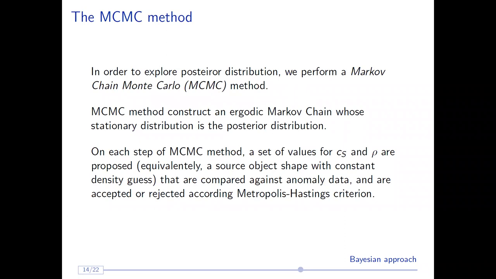For exploring this posterior distribution, we designed a Markov-Chain Monte Carlo method that in particular is a random walk. At every step of the MCMC method, we randomly generate a set of values for the control points and for the density. The resulting density constructed by this curve S will be accepted or rejected in a Metropolis-Hastings criterion. Okay, I'm going to describe the design of the MCMC.